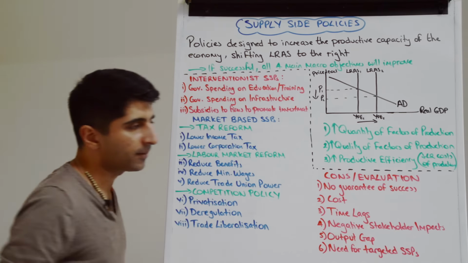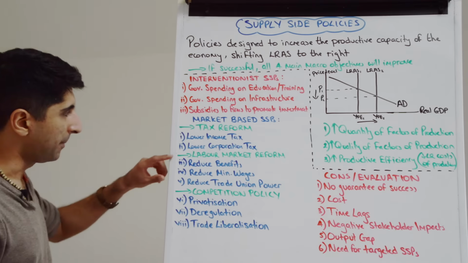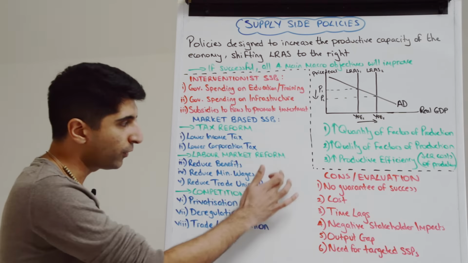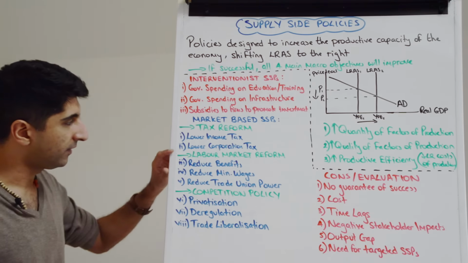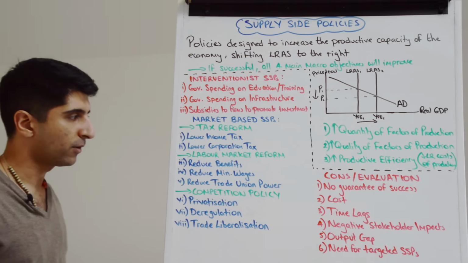Some of our market-based supply-side policies come with quite severe negative stakeholder impacts. I mean, it's pretty obvious to see our labour market reforms seem very harsh. And for those especially on lower incomes, you could see the impact on living standards could be very severe for them if we see these labour market reforms take place.